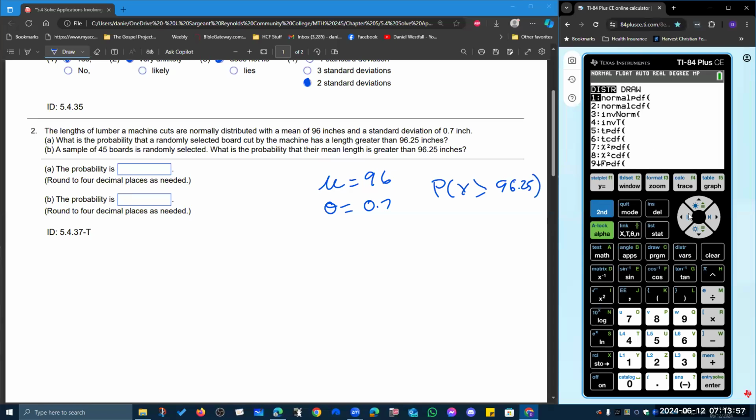Second distribution, normal CDF, lower boundary we want to be 96.25. Upper boundary we want to be unbounded, so I'm going to use 1 times 10 to the 99th power to represent that. Our mean is 96. Our standard deviation is 0.7. Everything about this first question is a distribution of x's. Oh no, this is to the right because I went unbounded to the right.